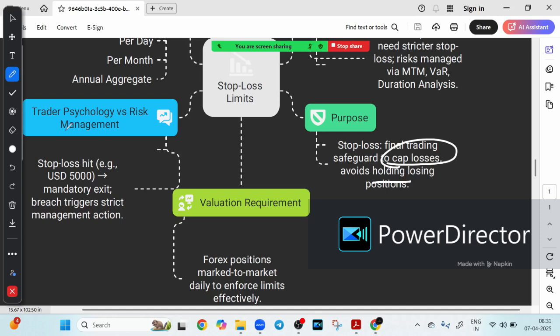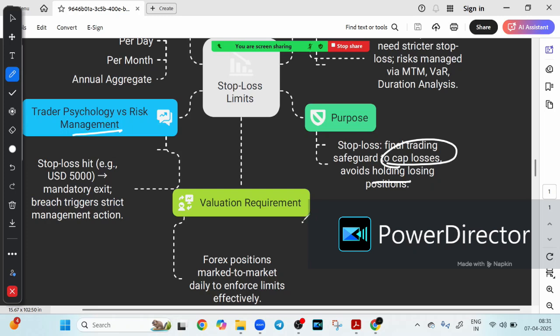And if you look at trader psychology versus risk management, let's face it, traders are human, but emotions should not rule decisions. A stop loss forces discipline. Hit the limit, say $5,000, you must exit. No excuse. If you don't, strict management action is enforced. That is how risk is kept in check.